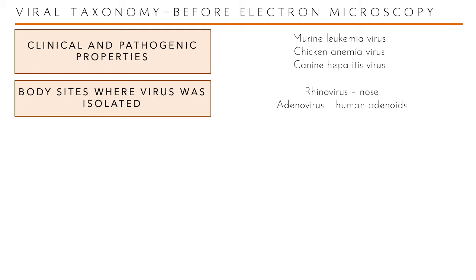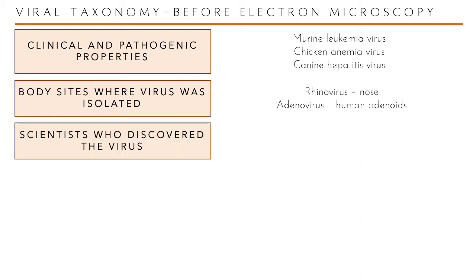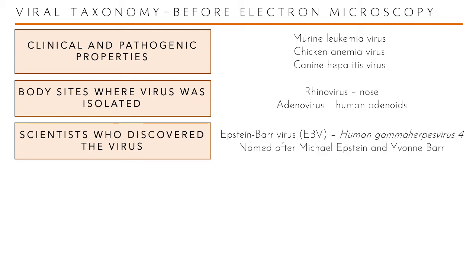your throat. All right. Another way of naming things, which was classically applied to a lot of things until now, would be based on the scientists who discovered the virus, right? An example of that would be the Epstein-Barr virus, which was named after Michael Epstein and Yvonne Barr. This was the cause of infectious mononucleosis in humans, commonly called mono.